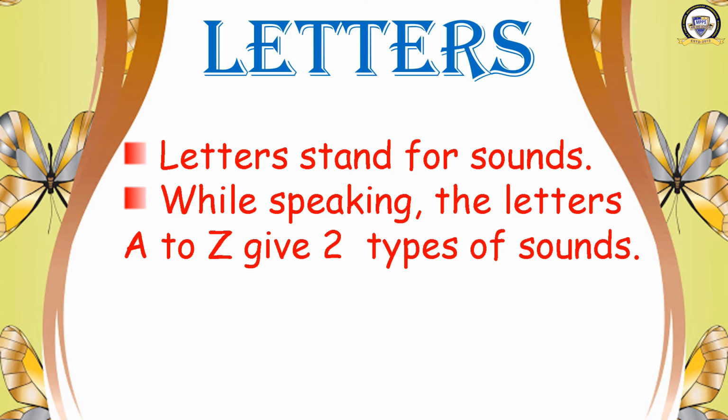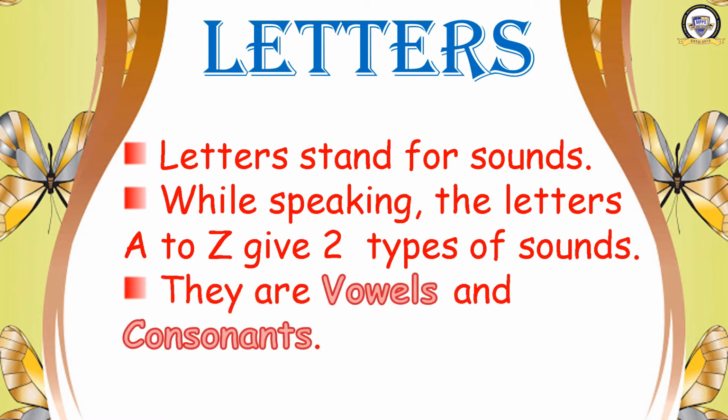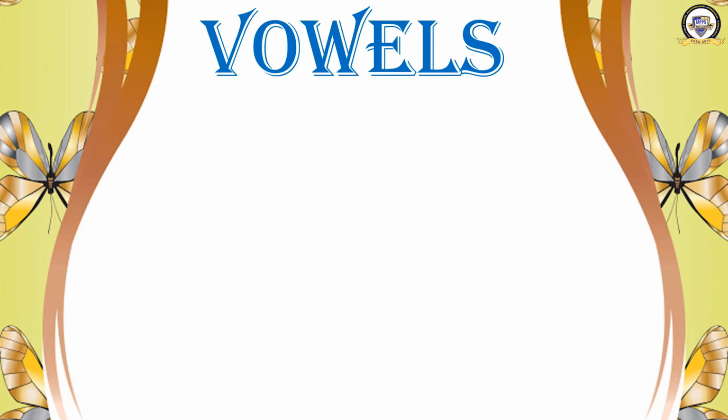While speaking, the letters A to Z give two types of sounds. When we are speaking A, B, C, D, E, in this way up to Z, we make two types of sounds. And what are they? They are vowels and consonants. We will learn about vowels and consonants now.